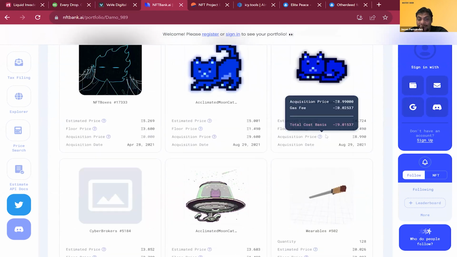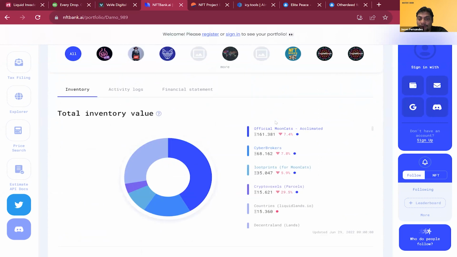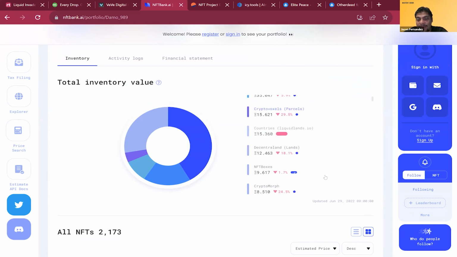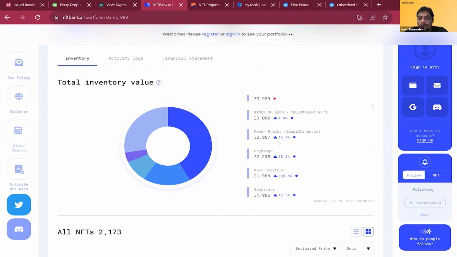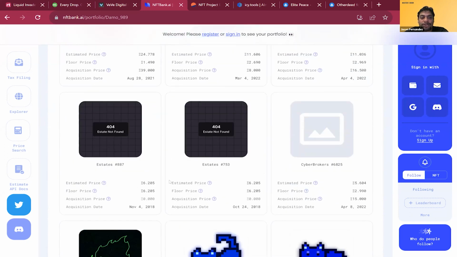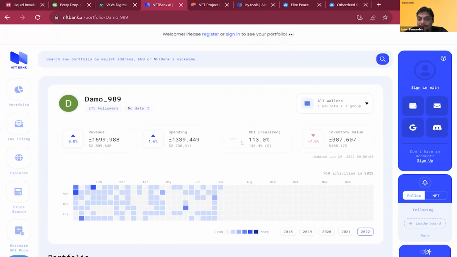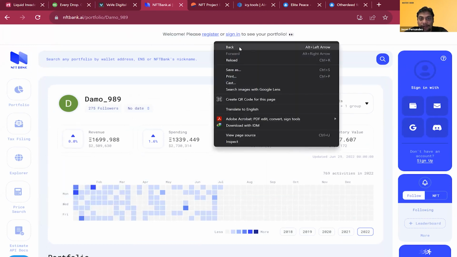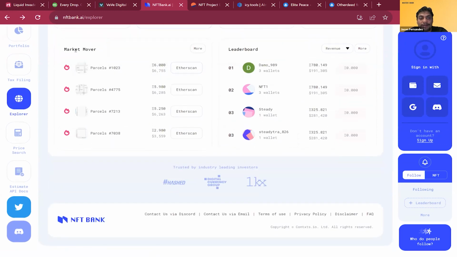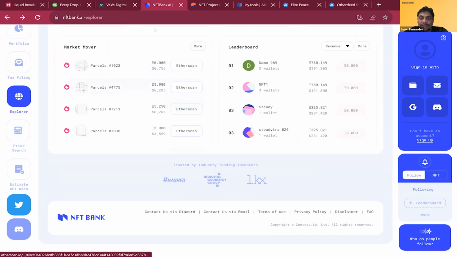And you can also see, for example, their total inventory value. And they've sort of broken it up into official Mooncats, cyber brokers, loot prints, crypto voxels, and then countries from liquidlands.io. You can kind of see how their portfolio is broken up, and then how their portfolio is done overall in general. So you have this data, how much they spend, the return of investment, inventory value, and that particular revenue. So there's quite a bit of data that you can glean from this. You can see these transactions.